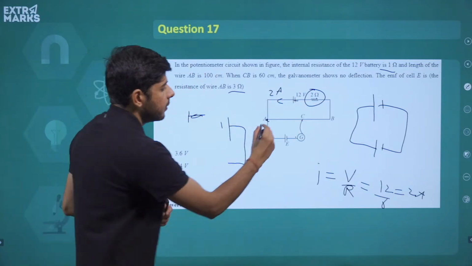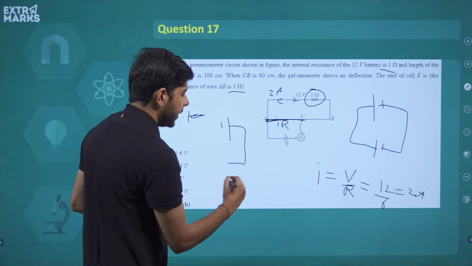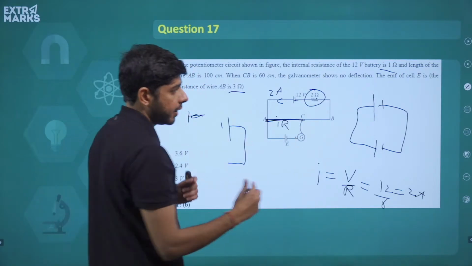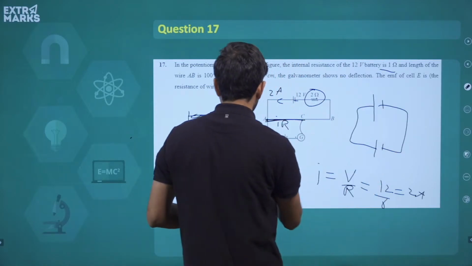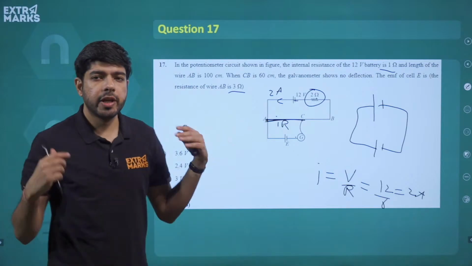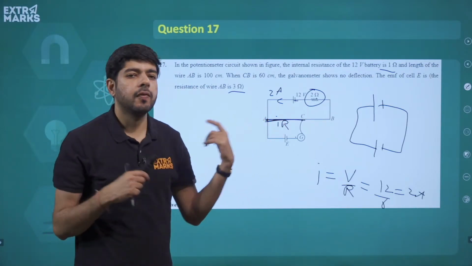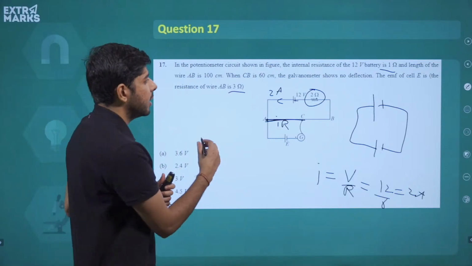Now what is going to be the potential drop here? Potential drop is IR. So I is 2 and what is R? So R, we just need to find the resistance of this part. So guys, we know that the total resistance is 3. So what is going to be the resistance of this part? That is the question.